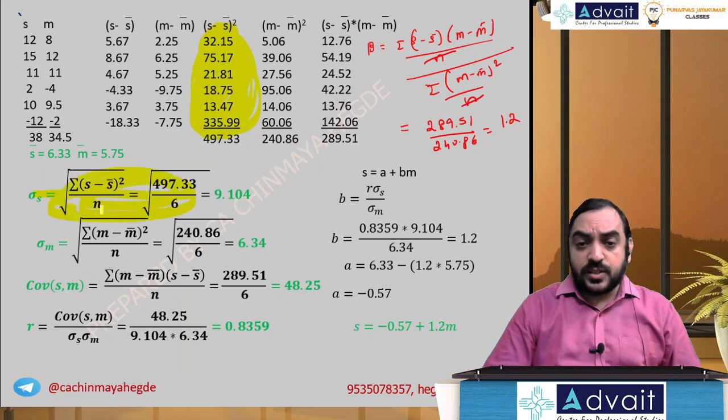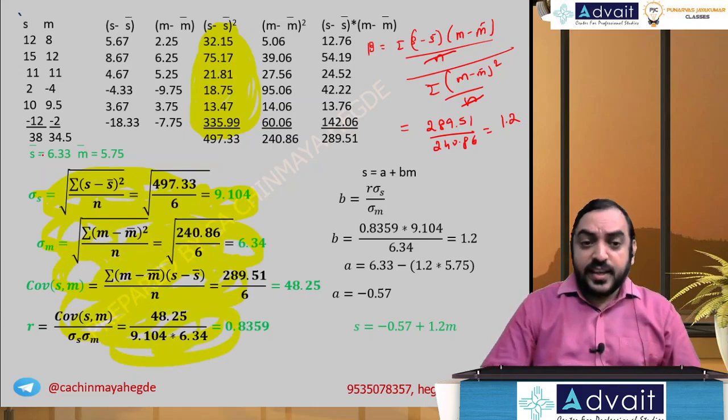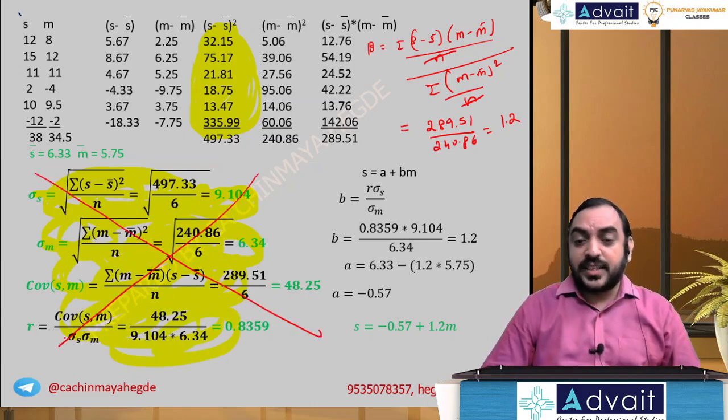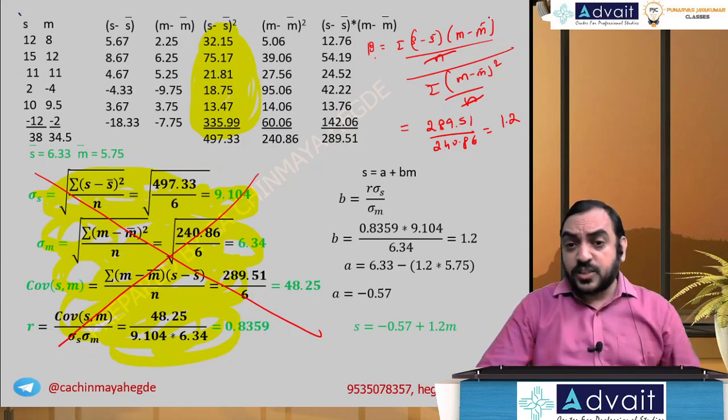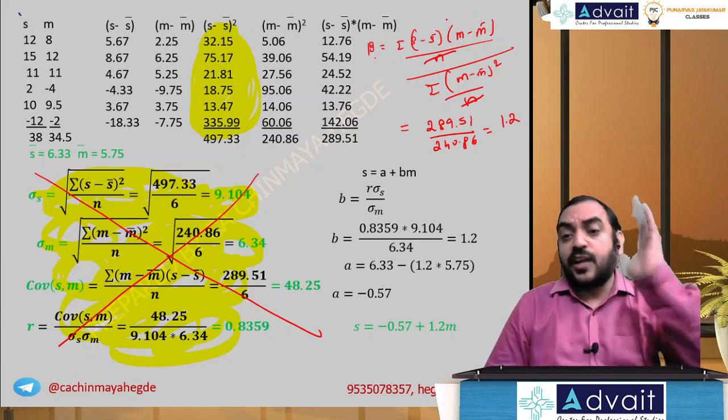This standard deviation I'm not using, this covariance I'm not using, this R I'm not using. Are you understanding? This entire part I can skip. I can calculate the beta just by this table only. This entire calculation I can skip.